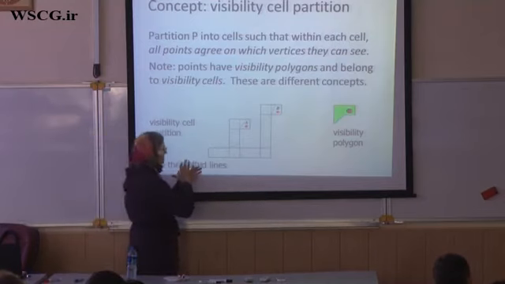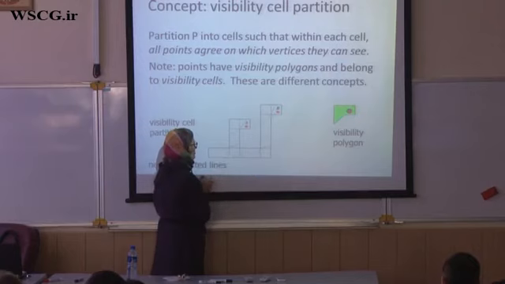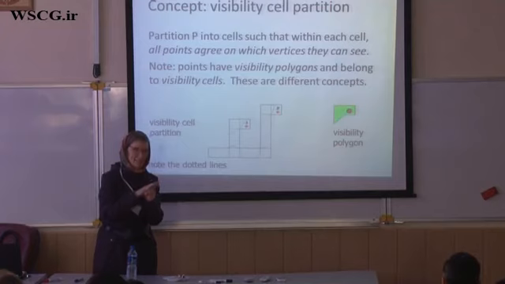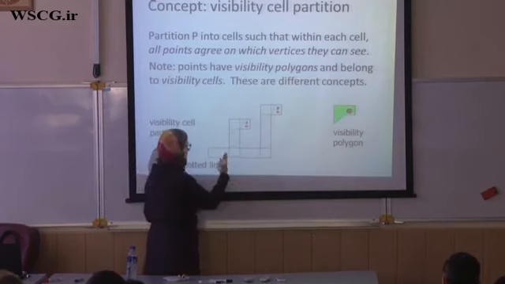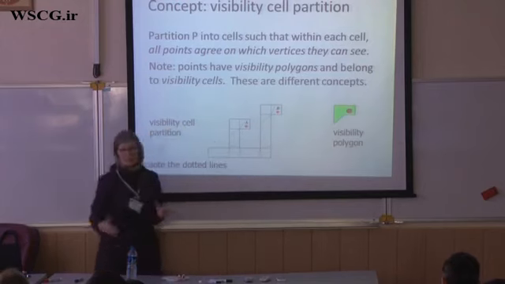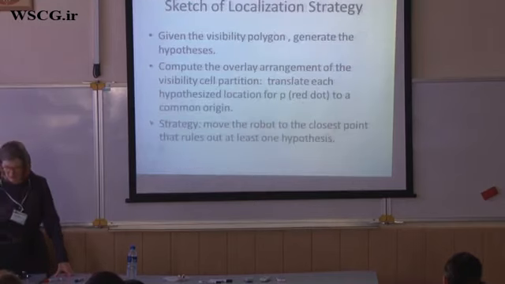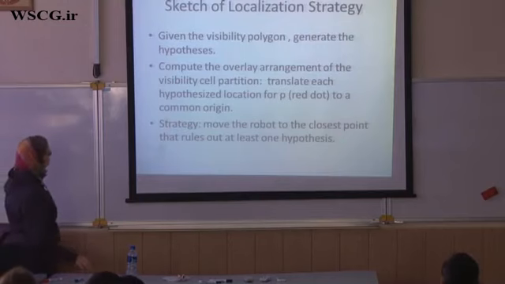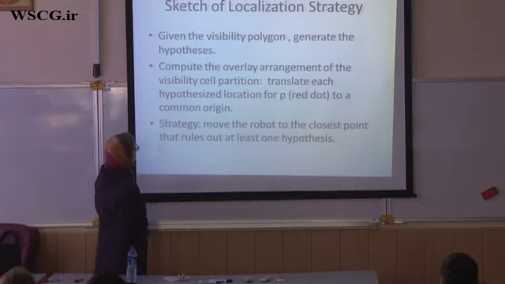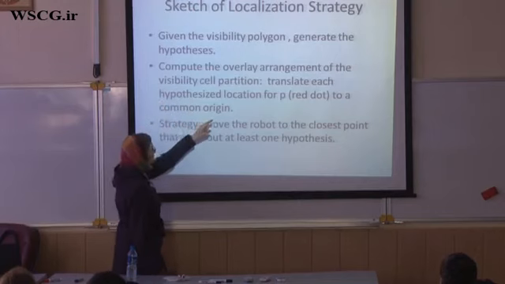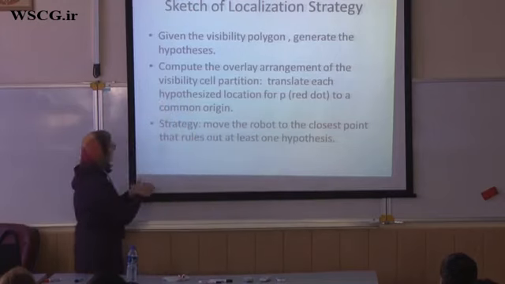But if I look at this overlay arrangement of the visibility cells, I can be sure that no matter what the correct hypothesis was, within that subdivided cell, all the points will agree on the vertices that they can see, whatever they might be. Okay, so we generate the hypotheses, we compute the overlay arrangement, which starts to be computationally expensive, and we translate a copy, one for each hypothesis, one for each red dot possibility, to a common origin.